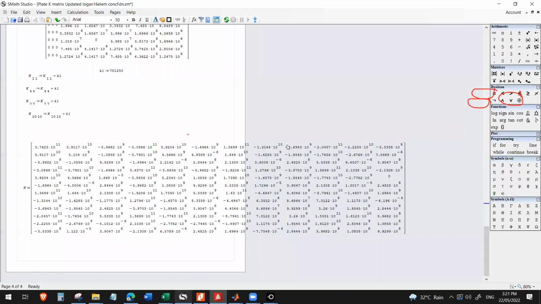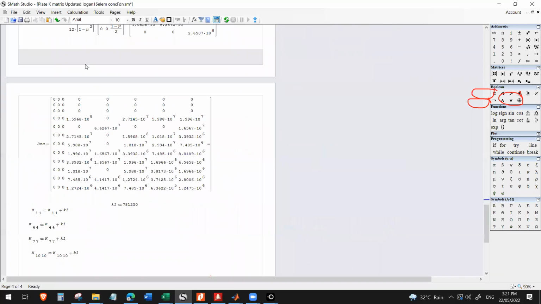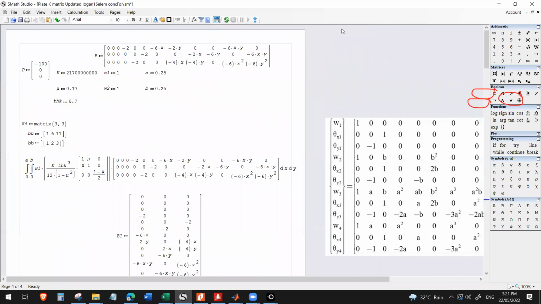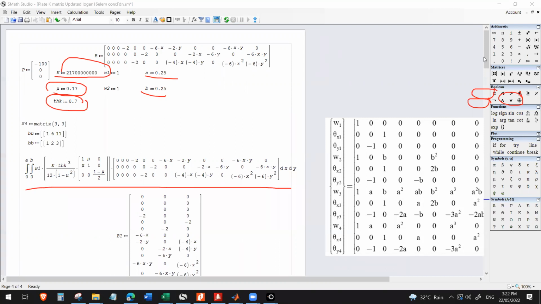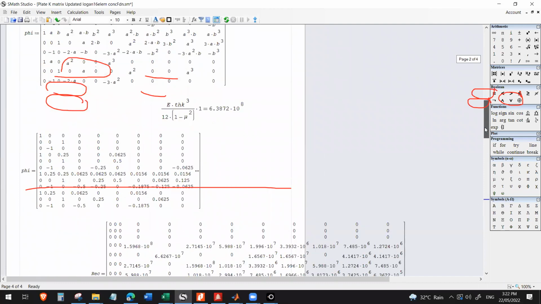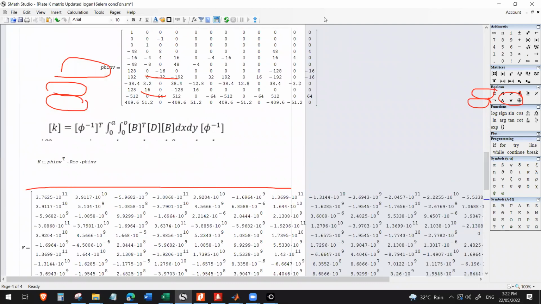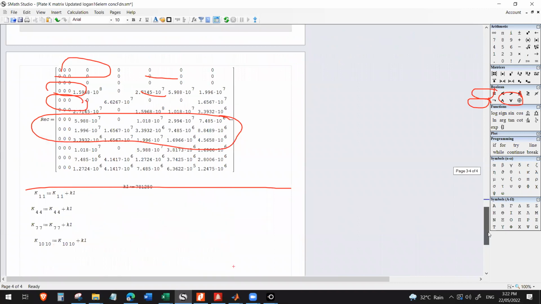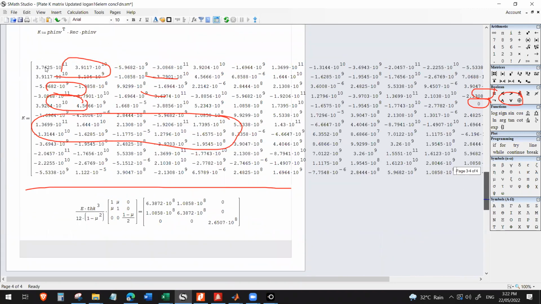Okay. So in our SMAT, if you notice, to be consistent, we will be using those parameters: the width 0.25, the length 0.25, the elasticity of concrete 21.7 gigapascal, the Poisson ratio 0.17, and the thickness of 0.7. And using this formula to obtain the stiffness matrix and the phi inverse. Remember, this is our formula for the stiffness matrix of the rectangular plate. So once you have that, this is our required stiffness matrix.